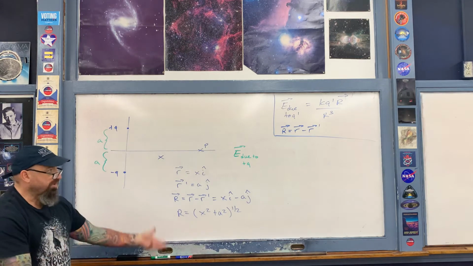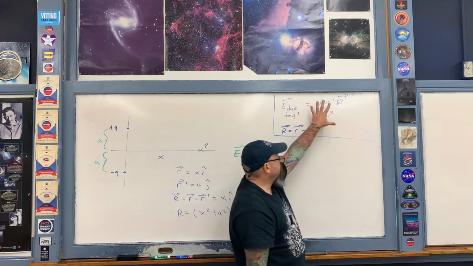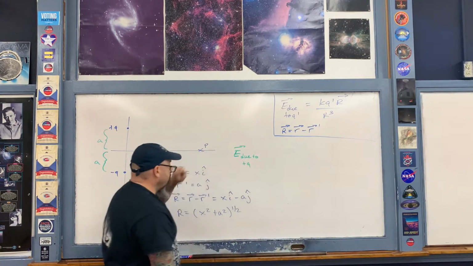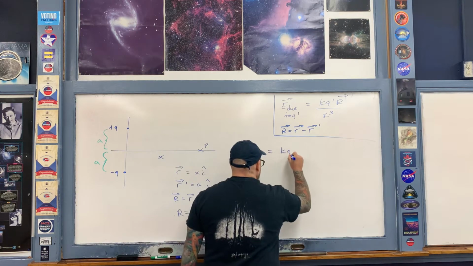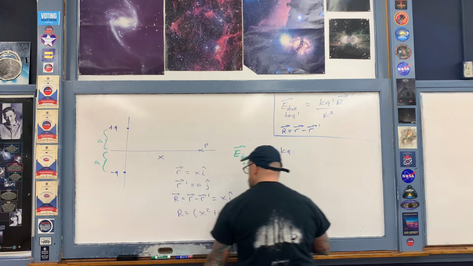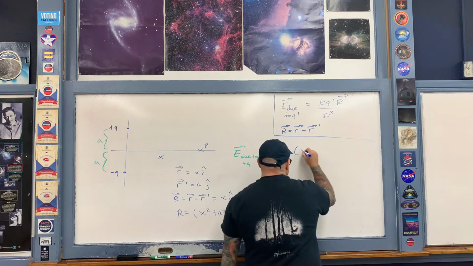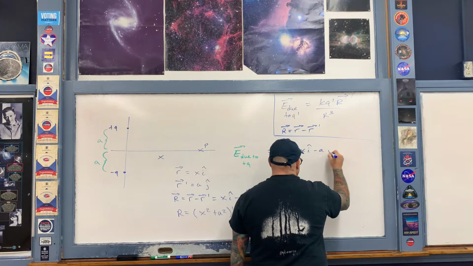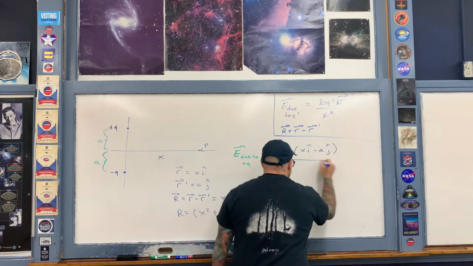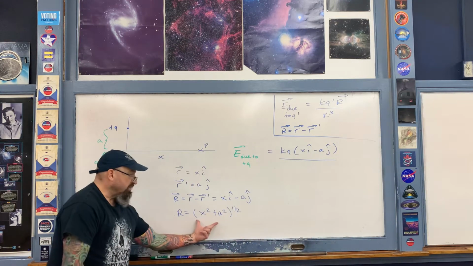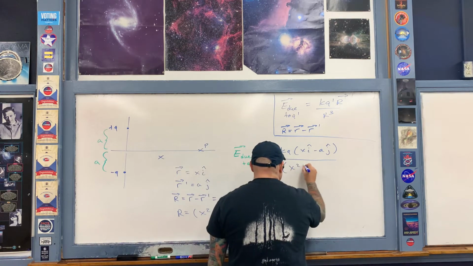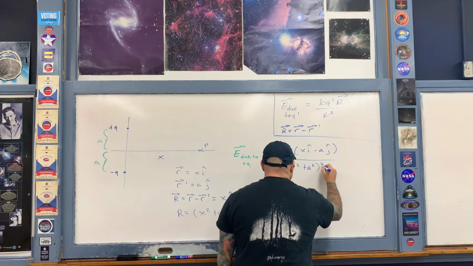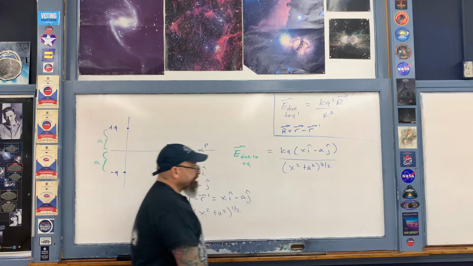Okay, and now we just plug everything in to the expression. So the electric field at point P due to the positive Q is going to be K times the positive Q times capital R vector, x i hat minus a j hat, and then divided by this magnitude of capital R cubed. So x squared plus a squared to the 3/2 power.